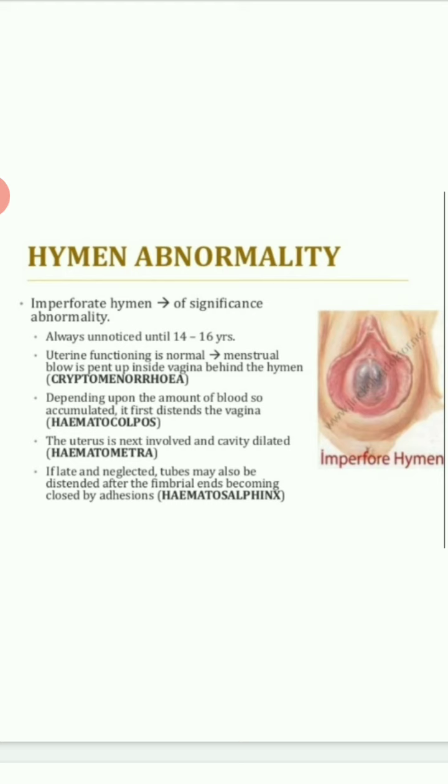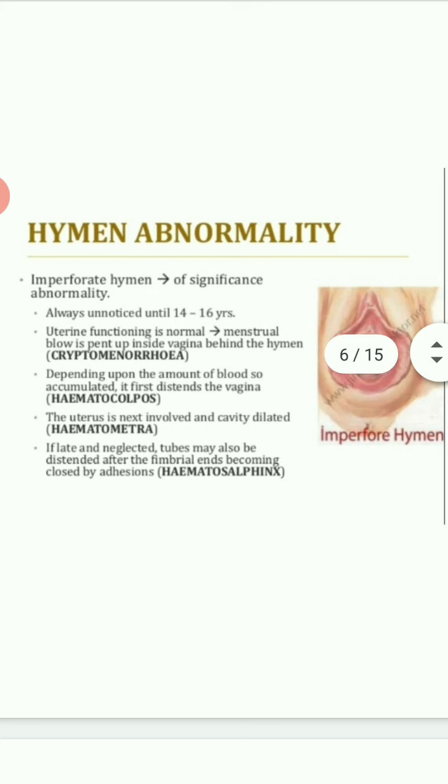If the girl attains normal menarche, nowadays girls attain menarche from 12 years onwards. If the family is watching for the attainment of menarche, and up to 16 or 17 years the girl has not attained menarche, we will go for further investigation. There we rule out cryptomenorrhea, maybe due to hymen abnormalities.